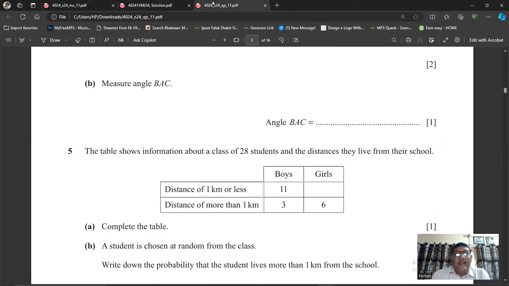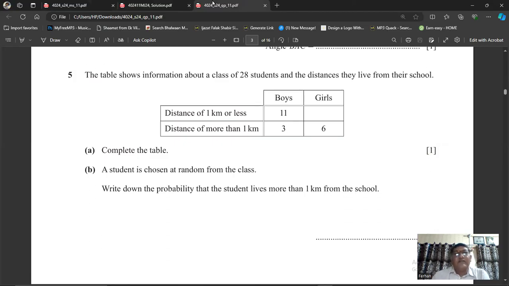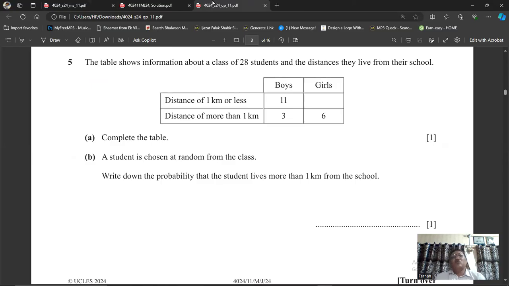Okay. Then we have the question number 5. He says the table shows information about a class of 28 students and the distance they live from their school. So the total students are 28. He says complete the table. So here we have the distance of 1 kilometer or less. There are 11 boys. The girls we don't know. Distance of more than 1 kilometer, 3 boys and 6 girls.